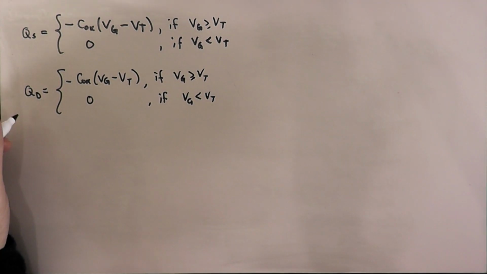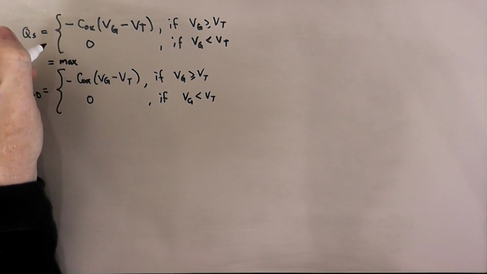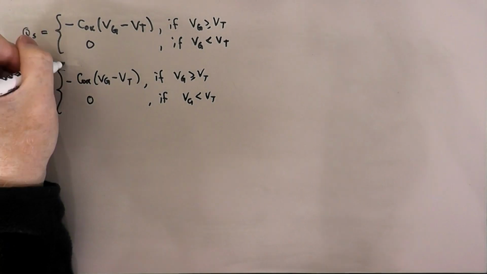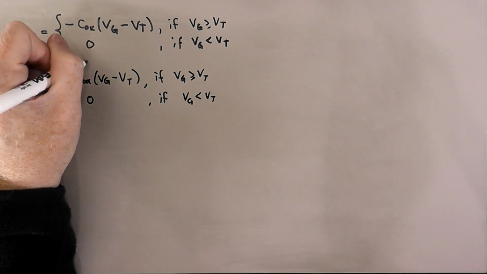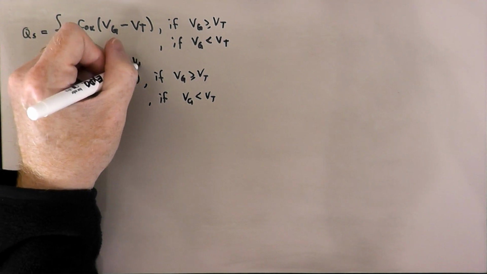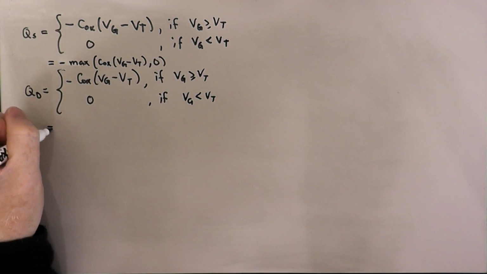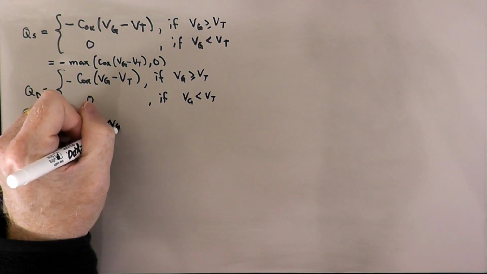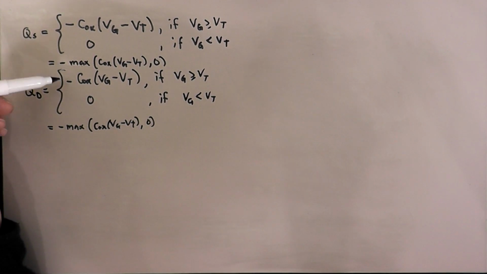We can rewrite this in terms of max, if you like. We could say that this is equal to, maybe I'll put a minus, minus the max of Cox times Vg minus Vt and 0, to basically account for these two different cases.